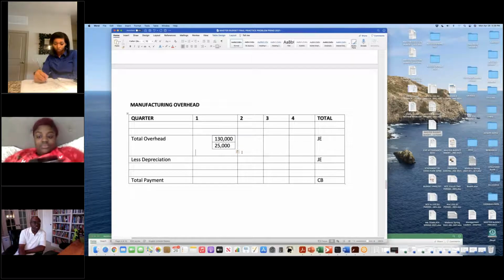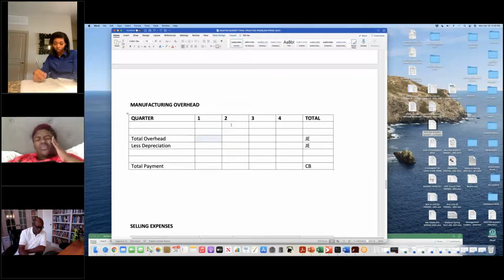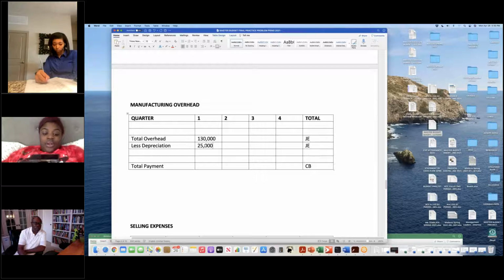Bring those numbers down, I guess. Undo. You could just put your total, which is 110, down at the bottom. Then this is what the depreciation was, how much? 25,000. So how much we got to pay? Oh, 110,000.